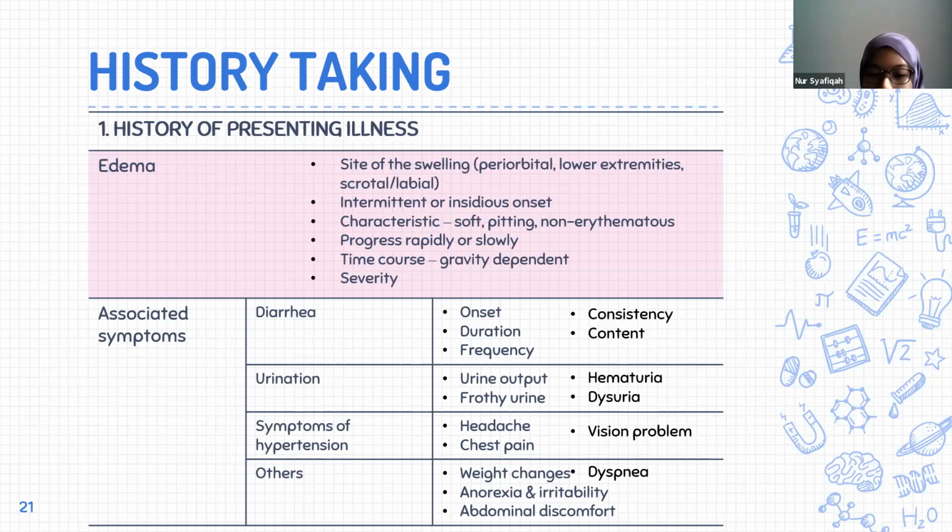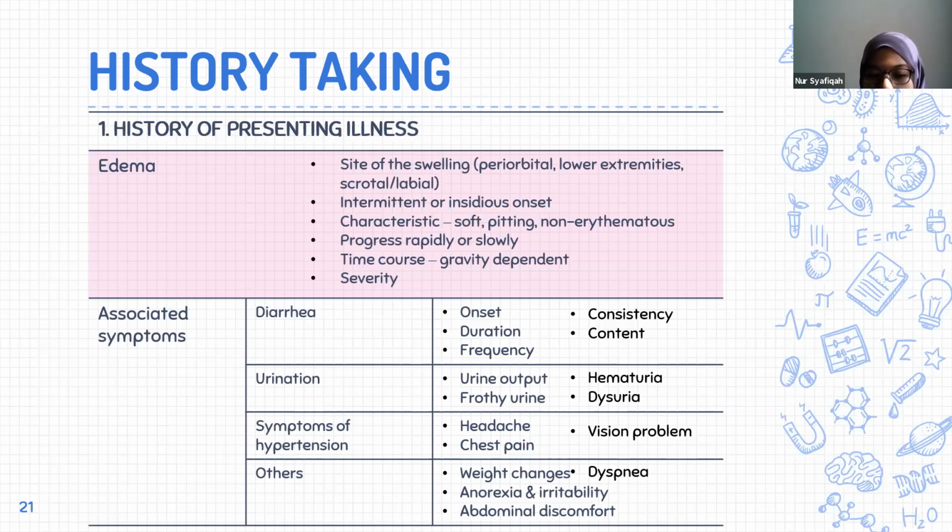We need to ask about the urine output, and also if there is any frothy urine or dysuria, which may be symptoms of proteinuria, and also if there is any hematuria. However, hematuria is more common in glomerulonephritis and nephritic syndrome compared to nephrotic syndrome. Next, we can also ask about symptoms of hypertension, which include headache, chest pain, and vision problems.